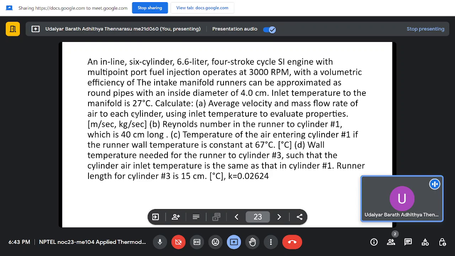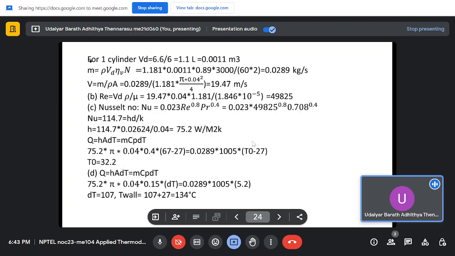Now using this, we have been asked the temperature of the air entering cylinder 1 if the runner wall temperature is constant at 67 degrees Celsius. So what is the inlet air temperature? For finding that, we need to find the overall heat transfer coefficient. We will use the Dittus-Boelter relation because this is pipe flow, and assuming it will be turbulent, we use the Dittus-Boelter equation to find the Nusselt number: 0.023 Re raised to power 0.8 into Prandtl number raised to power 0.4. We know the Reynolds number, and Prandtl number is mu Cp by K.